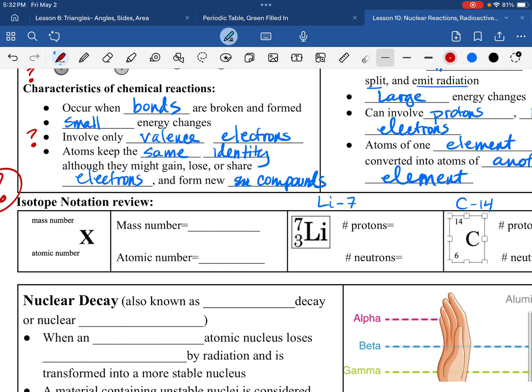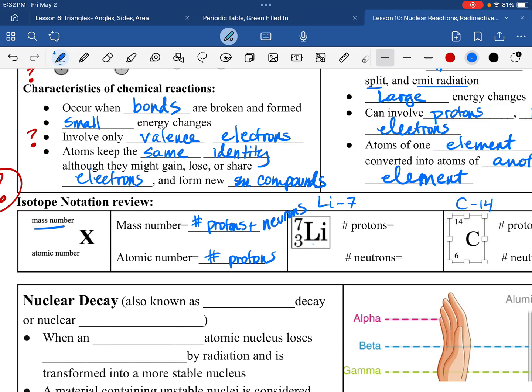So, in isotope notation, when we have an element and we have a number, it's like a little subscript and then a superscript. The subscript is the atomic number. And if you remember from chemistry, atomic number tells us the number of protons. And then the superscript is the mass number, and that tells us the number of protons plus the number of neutrons.